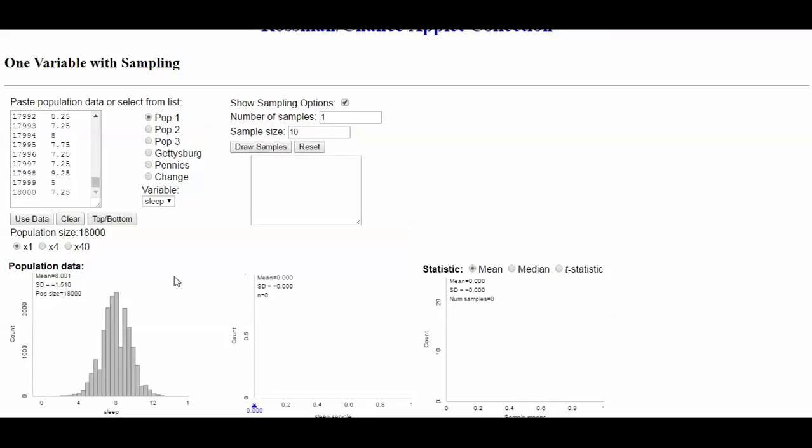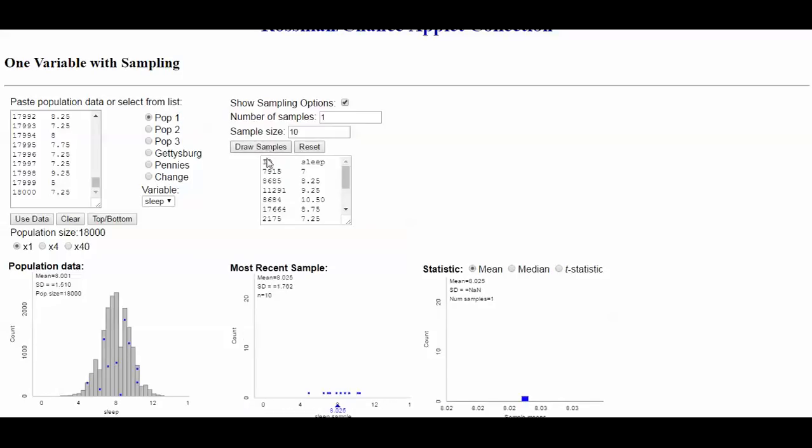It's going to randomly draw 10 people from this population. And then it's going to collect data from those 10 people, and it's going to show their 10 sleep times inside this box right here. So here's my sample of 10 people. These are their ID numbers, and these are their sleep times. So this is just randomly selected 10 people from the 18,000 people over here.